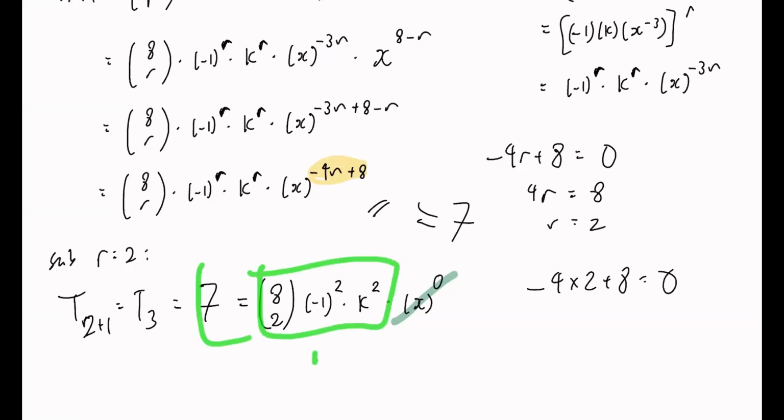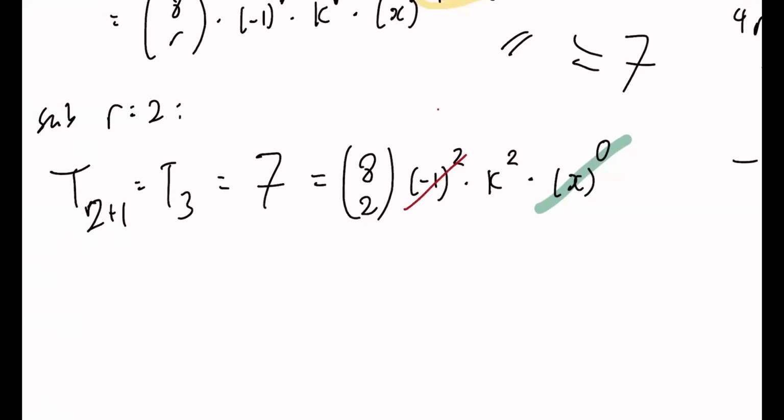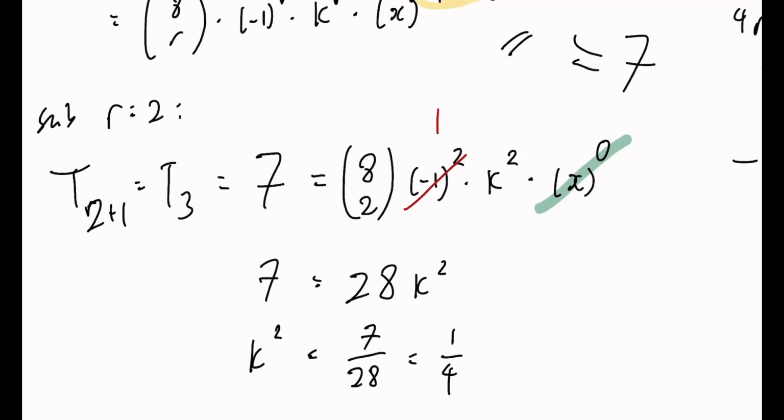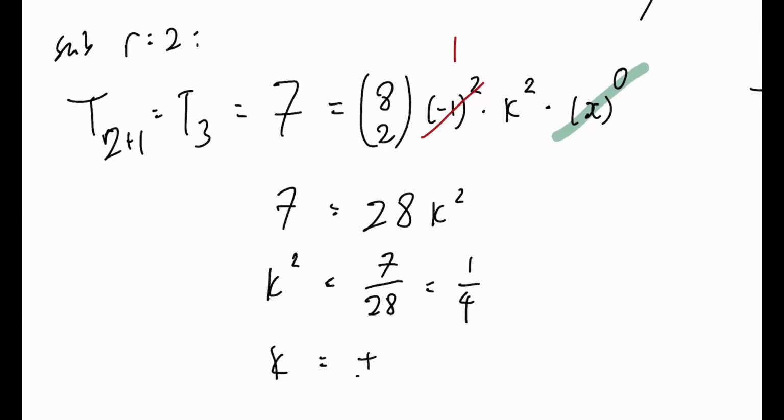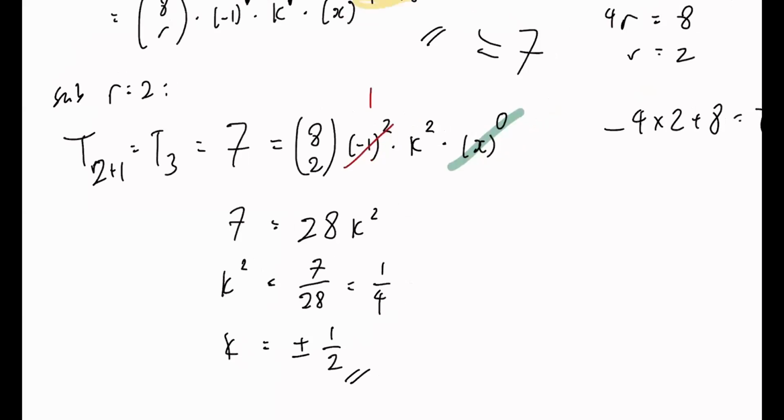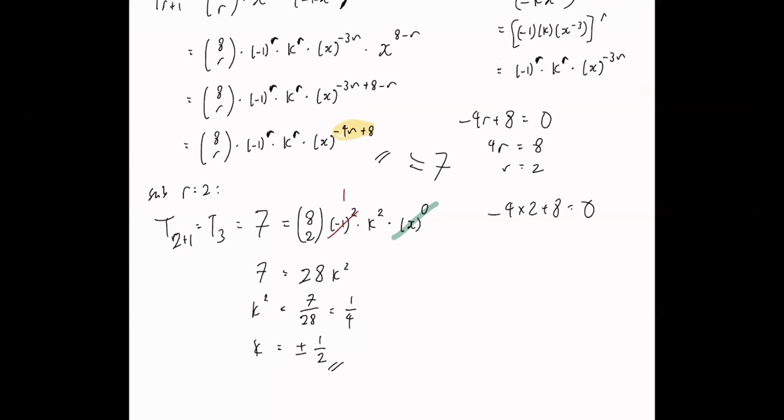So this is sort of our answer already, our equation. We can solve for k. Negative 1 squared is just 1. So now we have 8 choose 2. Use calculator. Sorry. 28k squared equals 7. So k squared equals 7 over 28, which is 1/4. Then k equals plus minus half. Right, half times half is 1/4, square root of 1/4. But wait a minute, what did they tell us about the value of k? k is?